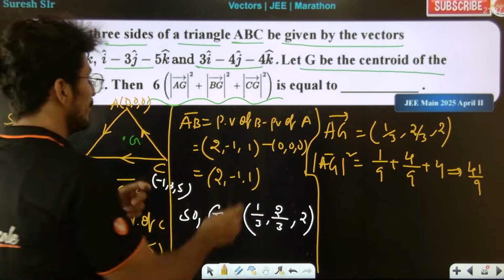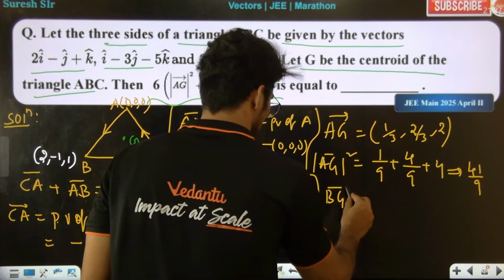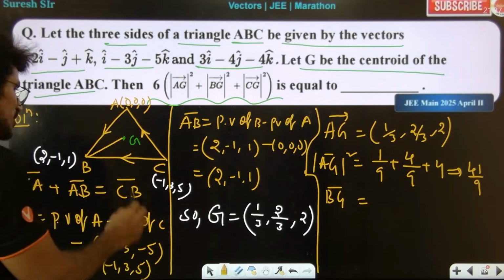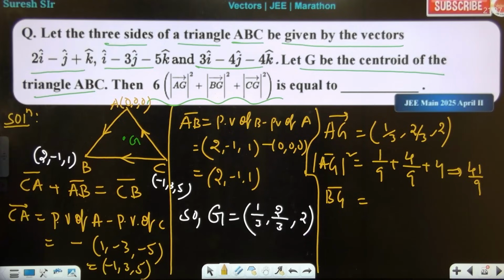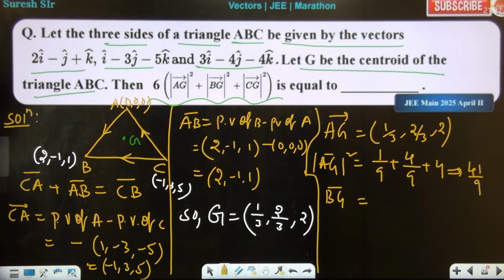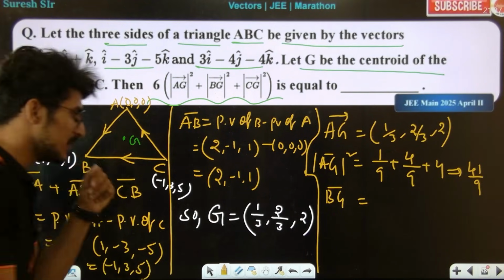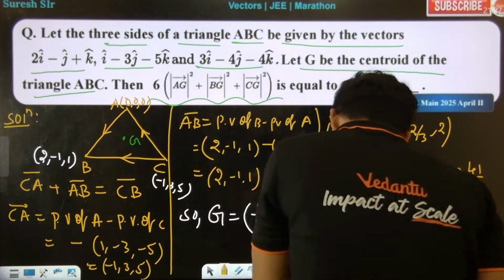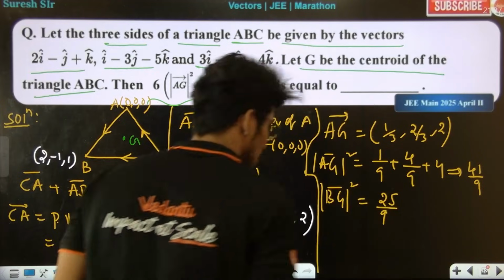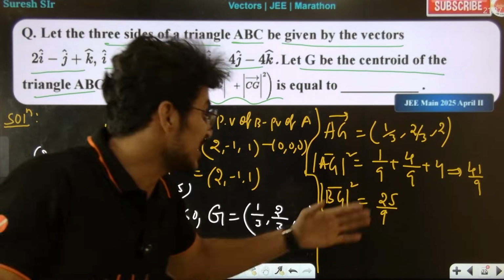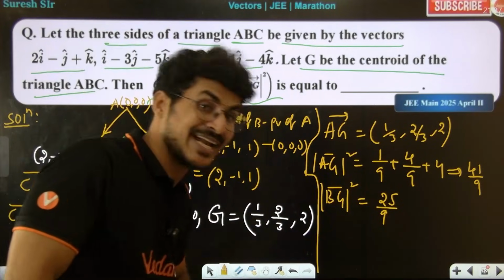Now BG, sir. BG whole square. Firstly BG. BG is position of G minus position of B. Position of G minus position of B means 1 by 3 minus 2. So let me write directly, square, 25 by 9, since 3 threes are 9. Correct or not? BG means position of G minus position of B, which is basically 5 by 3 whole square. Yes or no? So 25 by 9, I am writing directly, guys.